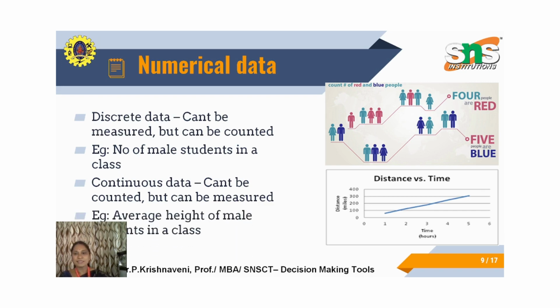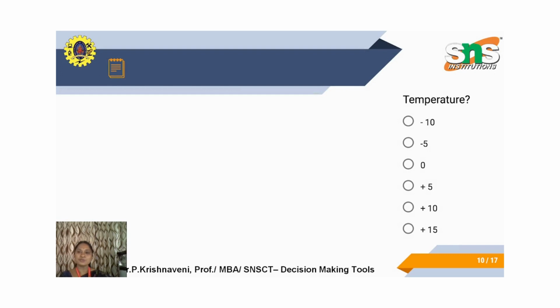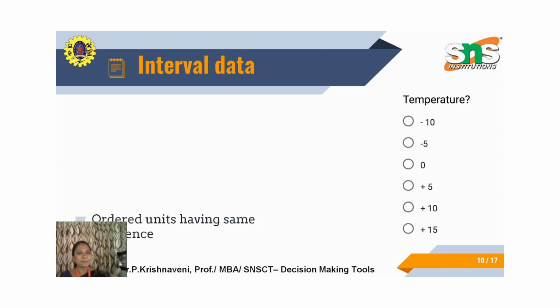Continuous data is again classified into two types. One is interval data. In interval data, the zero value is not a true zero; it does not mean there is nothing there. It is a scale that is measured, for example, zero temperature. If we have an interval scale like -10, -5, 0, +5, +10, +15, this zero doesn't mean there is no temperature. So here the true zero is not considered.